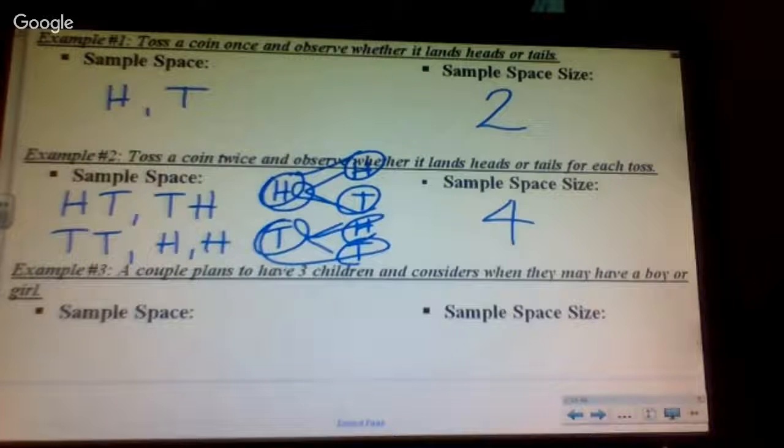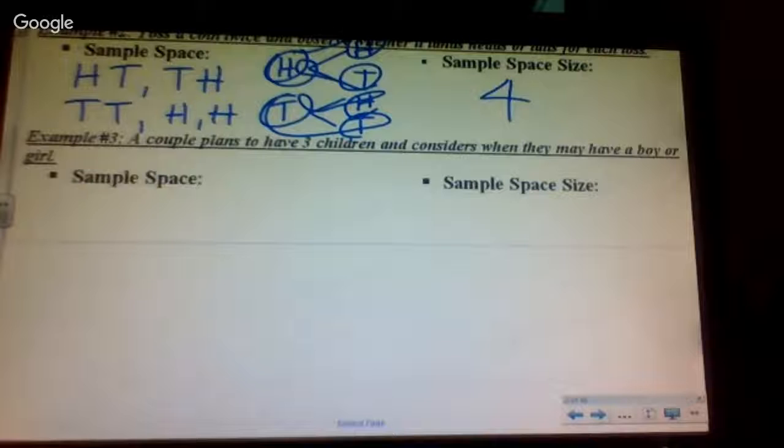Okay, example 3, a couple plans to have 3 children and is considering whether they may have a boy or a girl. So let's draw a tree diagram, because the more options we have, the bigger it gets. The first child, I can have what? Boy or girl. My next option, I can have a boy or a girl. Off of my boy, I can either have a boy or a girl, and off of my girl, I can either have a boy or a girl.